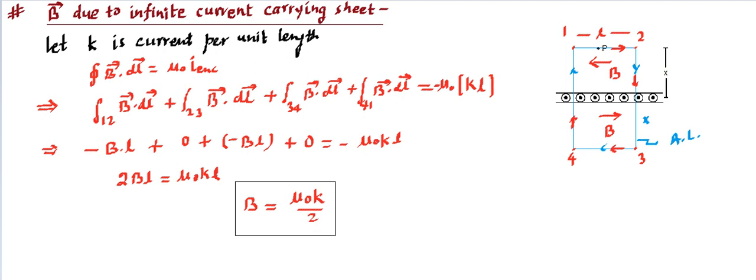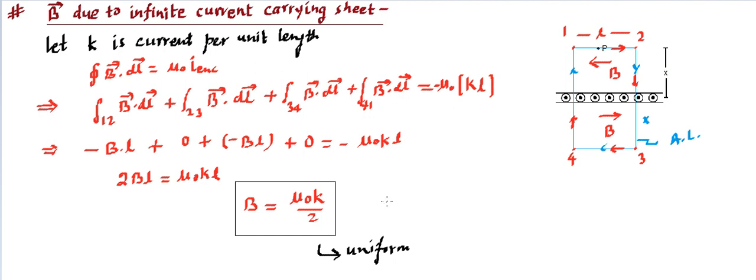And you will find this field that we are getting is uniform. That means an infinitely large metallic sheet that carries current has a uniform magnetic field, that is, it is independent of x. Whatever x we have taken, it's independent of x. That means at this point or this point or any point that you choose, the field is going to be the same, which is mu naught K upon 2. And its direction can be identified by using the right hand rule. So direction and magnitude both are found, and they are important.